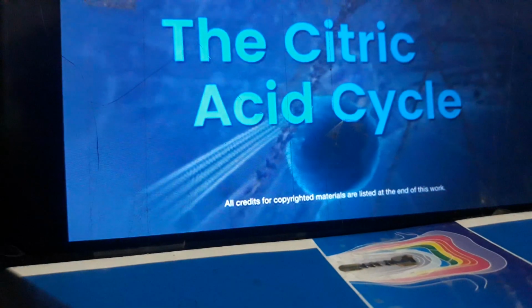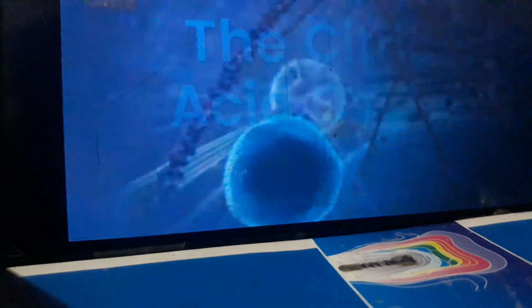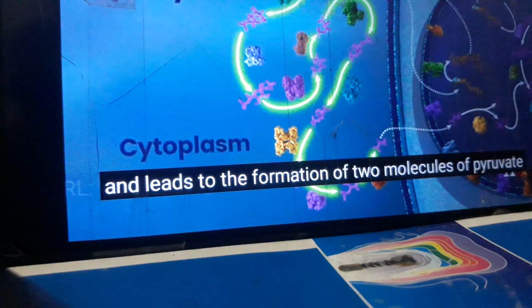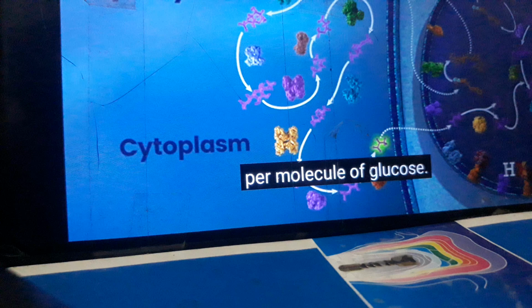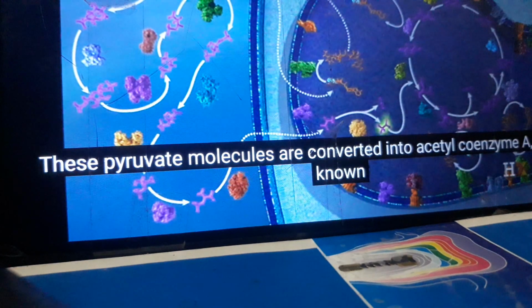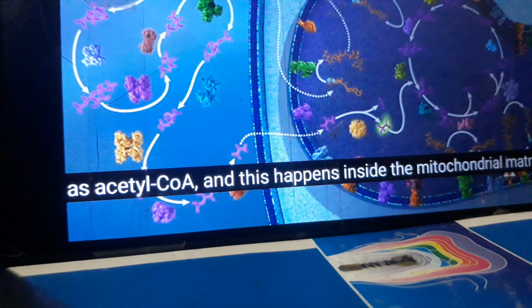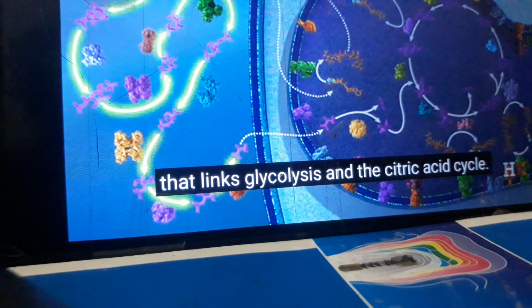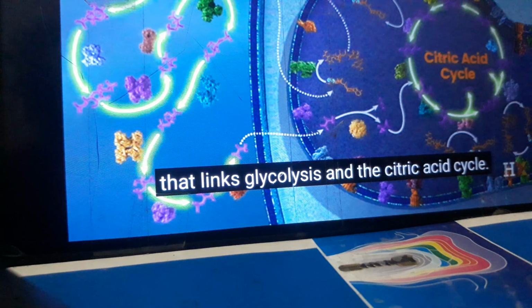And the citric acid cycle, as you can see, we know by now that glycolysis takes place in the cytoplasm and leads to the formation of two molecules of pyruvate per molecule of glucose. These pyruvate molecules are converted to acetyl coenzyme A, also known as acetyl-CoA, and this happens inside the mitochondrial matrix. Therefore, acetyl-CoA is the key metabolic intermediate that links glycolysis and the citric acid cycle.